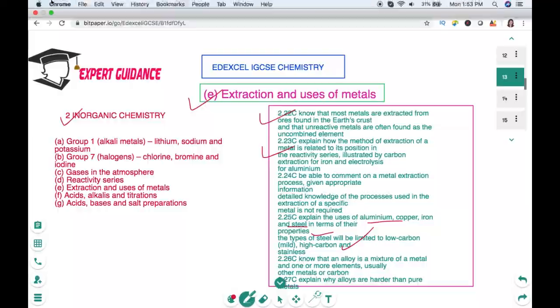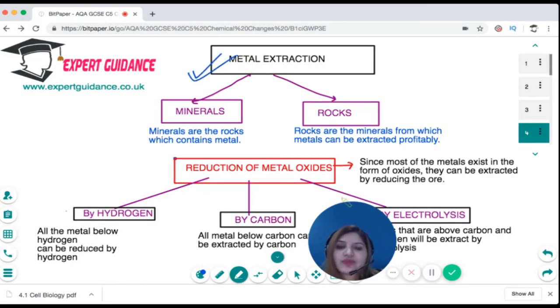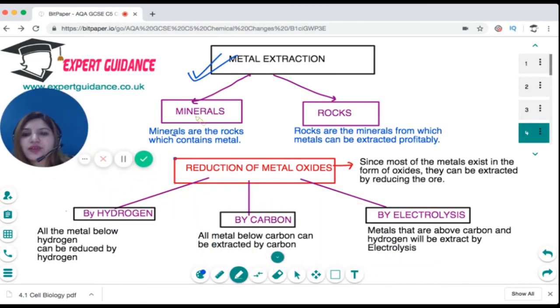So let's begin. Now let's see what is metal extraction. Now we extract metals from the minerals or the ores. Now what are minerals? Minerals are the rocks which contain the metal, and ores are those minerals from which we can extract the metal profitably.